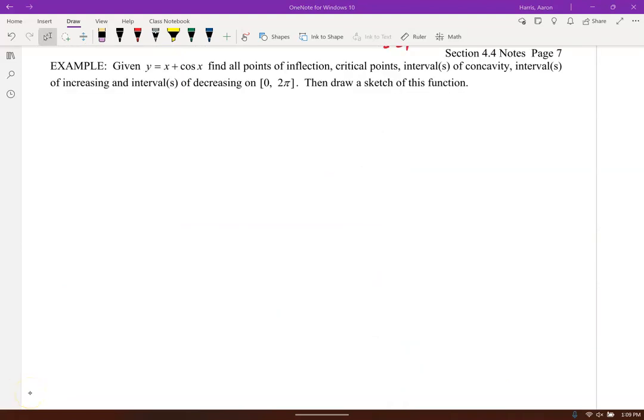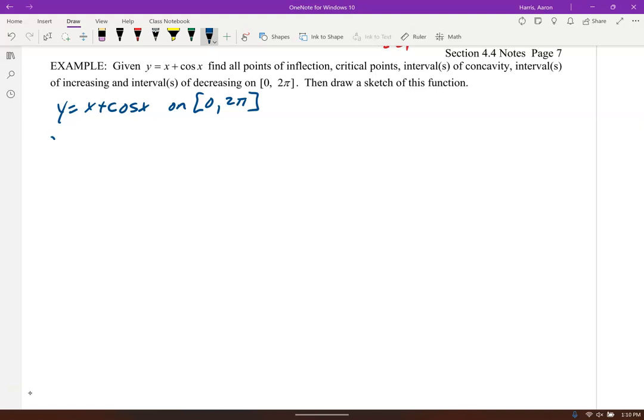All right, let's take a look at another transcendental here, where we've got a trig function, y equals x plus cosine x. And we only want to draw a sketch of this between 0 to 2 pi. So we're going to cut this off, right? Because y equals x is all reals, cosine x all reals. We don't care about the whole graph. We just want to look at between 0 and 2 pi.